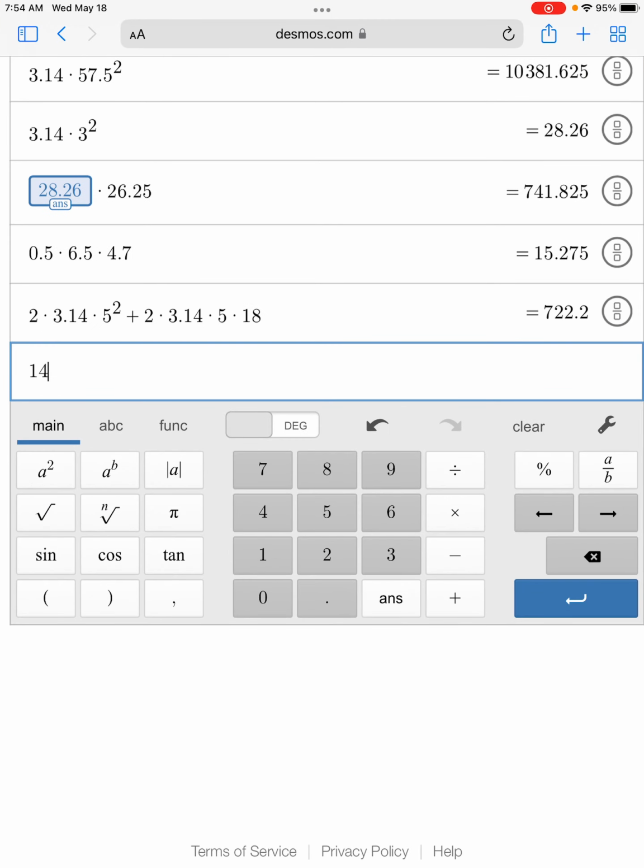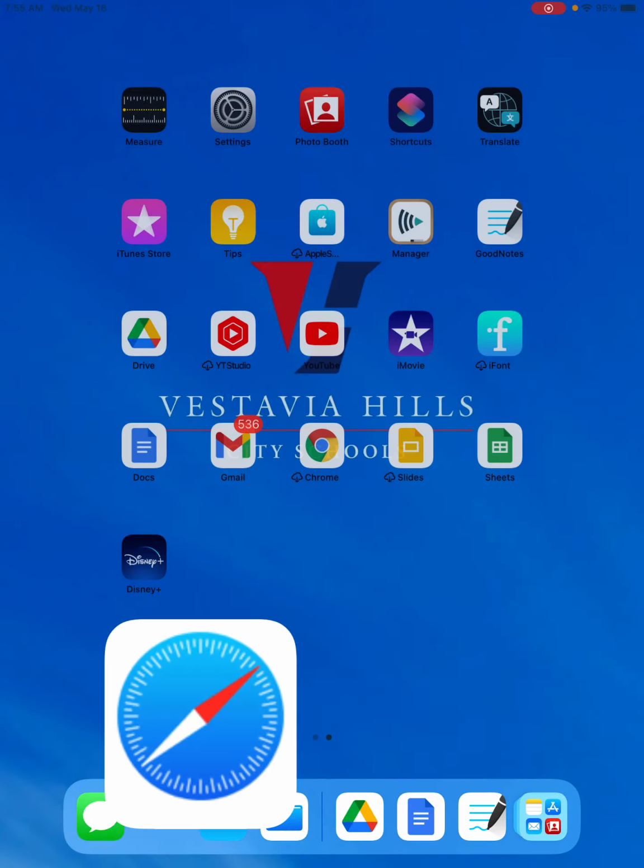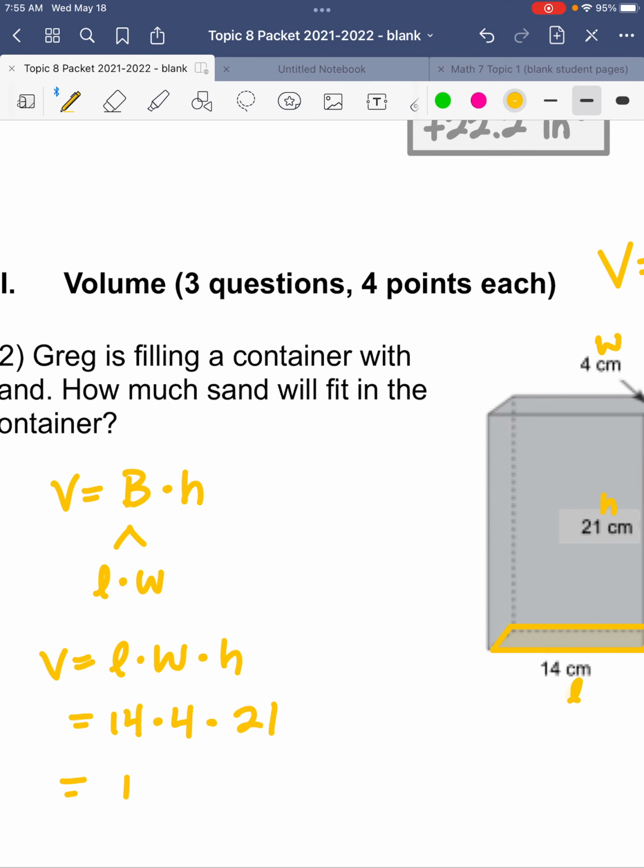So 14 times 4 times 21, I get 1,176. So the volume is 1,176 centimeters cubed.